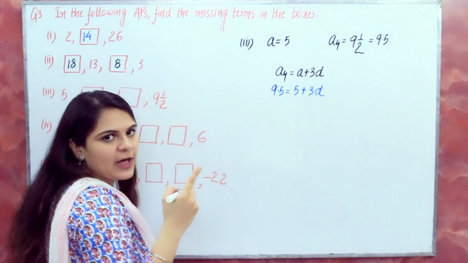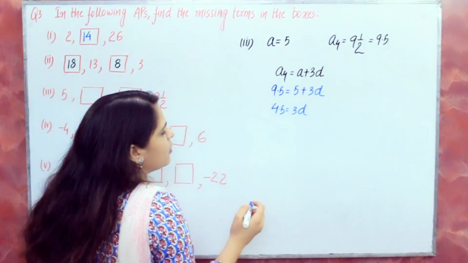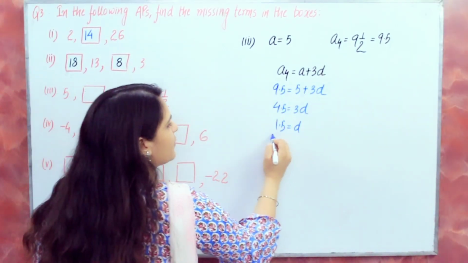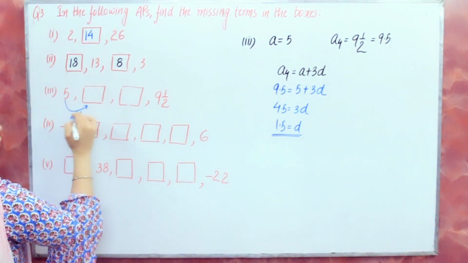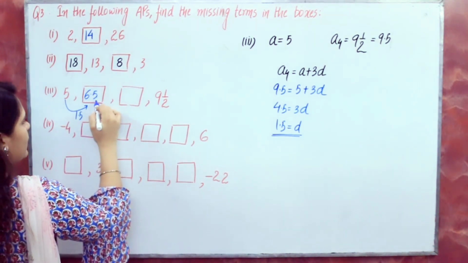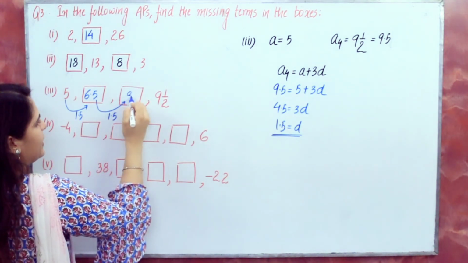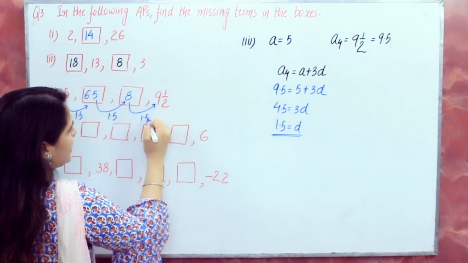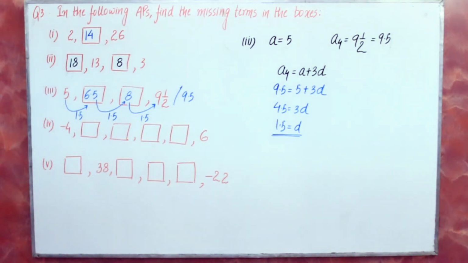You can shift the value of 5 to LHS. This will be 4.5 is equal to 3d. So common difference is equal to 1.5. When you add 1.5 to this term, you will get second term is equal to 6.5. Again you will add 1.5 to 6.5, your answer will be 8. So this will be your third term, and when you add 1.5 again you will get 9.5. So this way you can find rest of the terms.